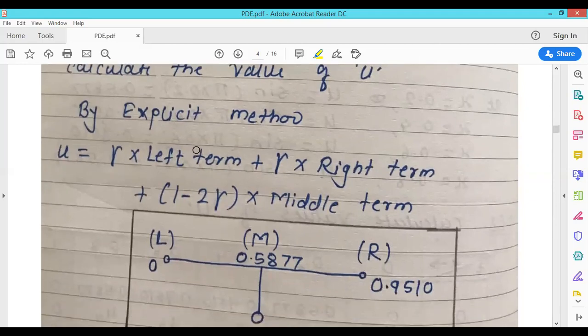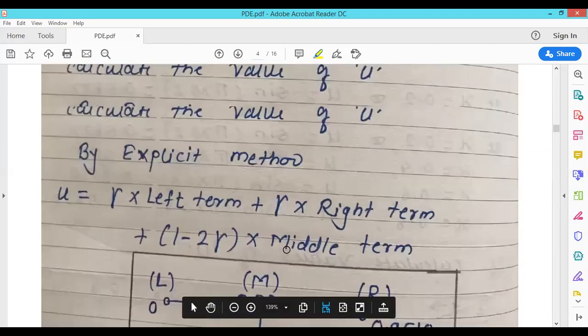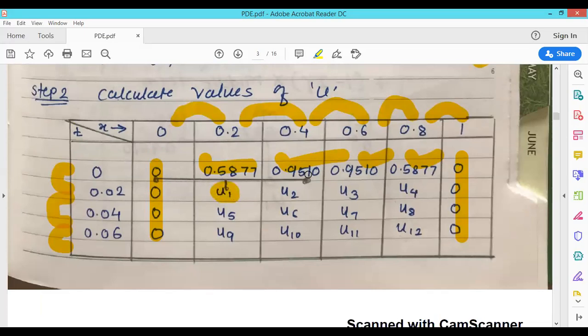So how to find out that value? There is a formula for finding out the u values. This is considered as u1. If you have to write it down, this is the table, and in that table there is a u1 value. I have to draw this line and this line, and make this dot, meaning I have to consider these three points: 0.5877 and 0.9510, and the unknown is u1. How to find out this u1?